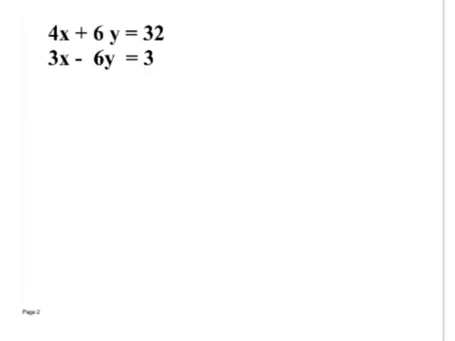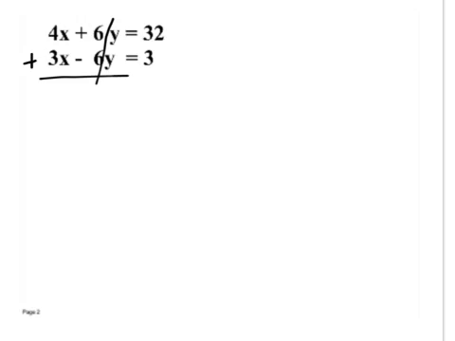Alright, write down this system. 4x plus 6y equals 32, and 3x minus 6y equals 3. Alright, the first step was to align the equations by variable. Are these aligned? Yes, x is over x, y is over y. The next thing you want to do is make it to where they eliminate one of the variables. Which this one we don't have to do anything to. If you look, you have 6y minus 6y. If we added these two equations, they would cancel each other out.